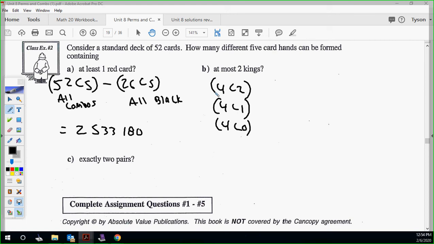So 4C2, if I have selected 2 kings, I need to get 3 non-kings. If I selected 1 king, I need to get 4 non-kings. And then here, I need to get 5 cards that aren't kings. And so then we're going to add those.